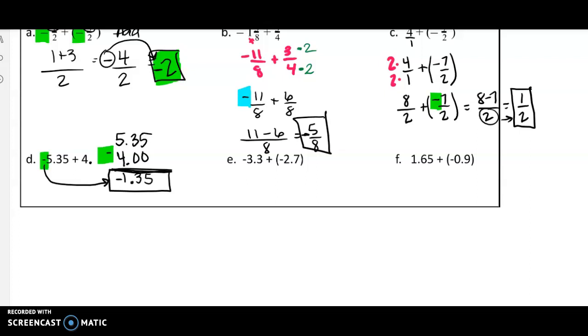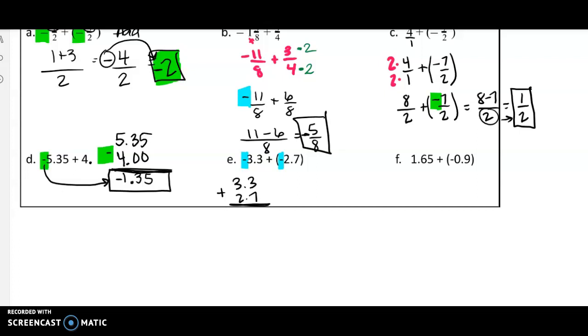All right, so this one we have same sign. So we're going to add up. So we have 3.3 plus 2.7. And so these actually, the decimals already lined up. So that was kind of perfect.